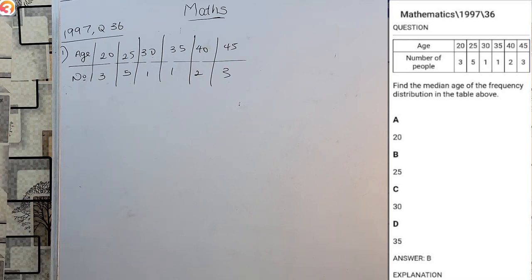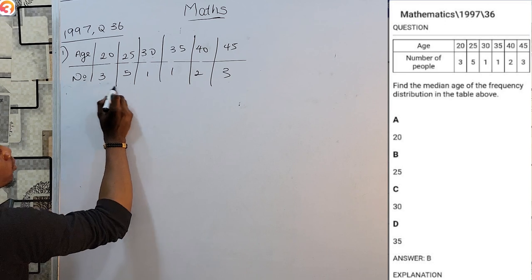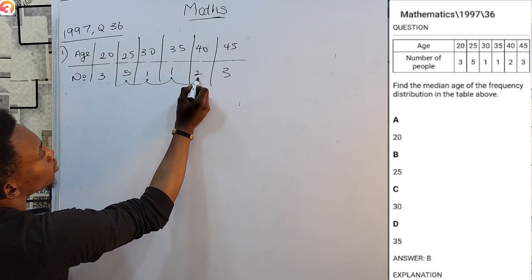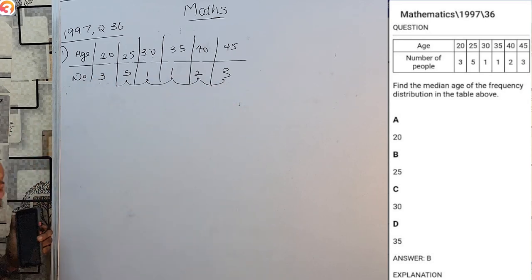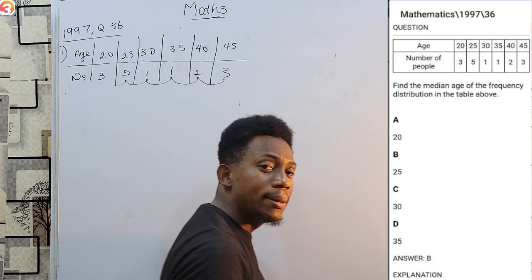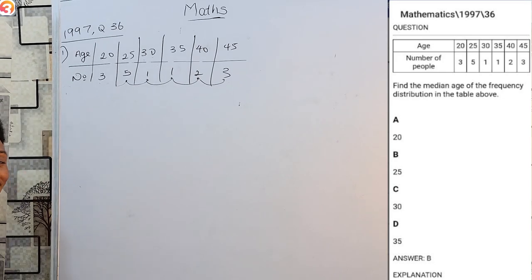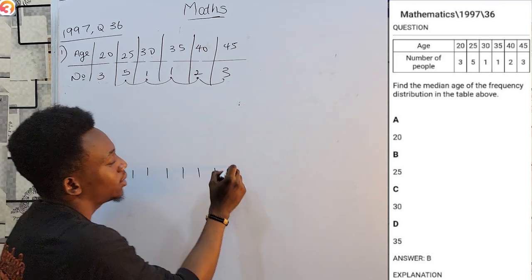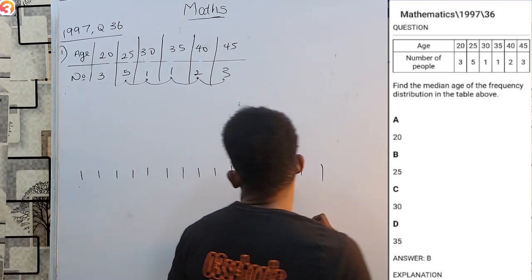First things first, how many people are there? 3 plus 5 is 8, 9, 10, 12, 15. If there are 15 people, the middle is number 8. Let's just do it: 1, 2, 3, 4, 5, 6, 7, 8, 9, 10, 11, 12, 13, 14, 15.